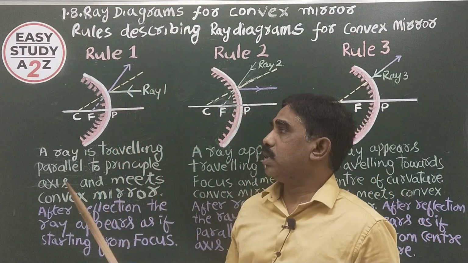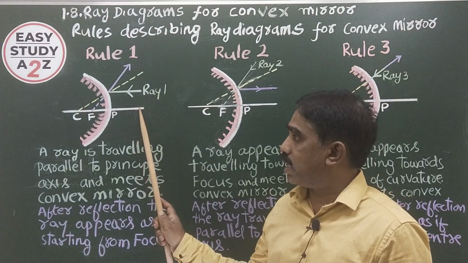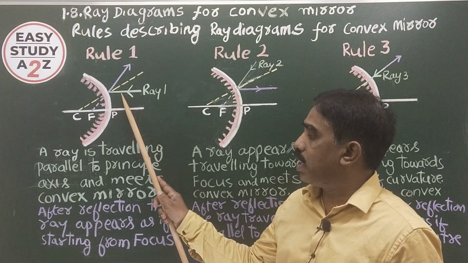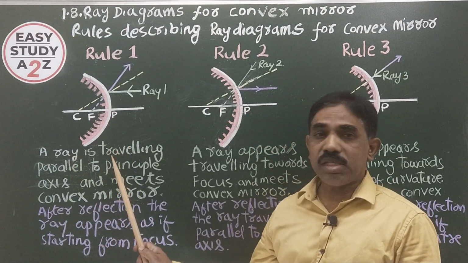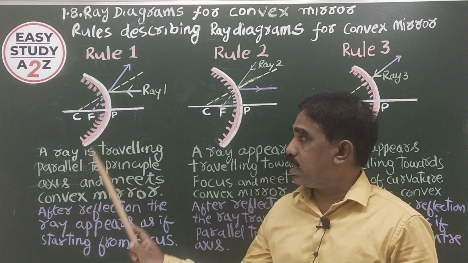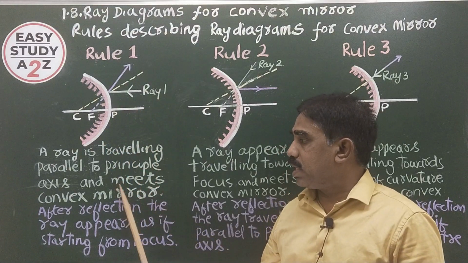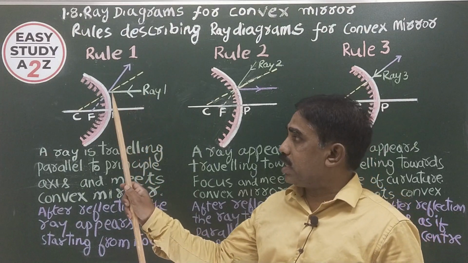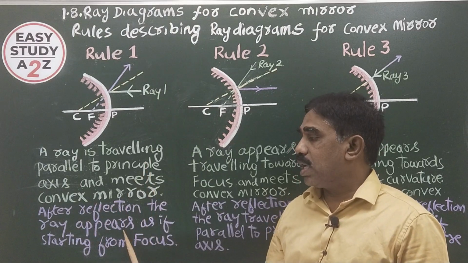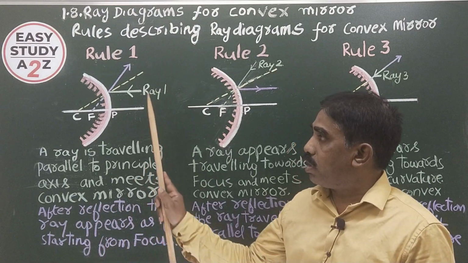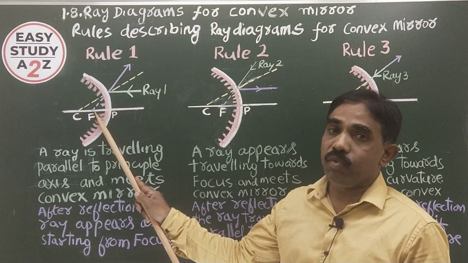Now, rule 1. Here, ray 1 always travels parallel to the principal axis, and after reflection, it appears as if it is starting from the focus. See here, the ray is traveling parallel to the principal axis and it meets the convex mirror. After reflection, the ray appears as if it is starting from the focus.